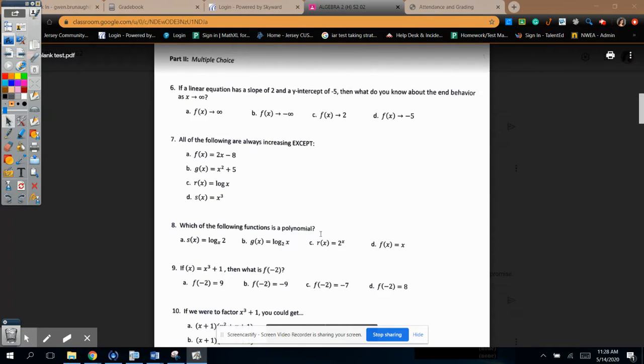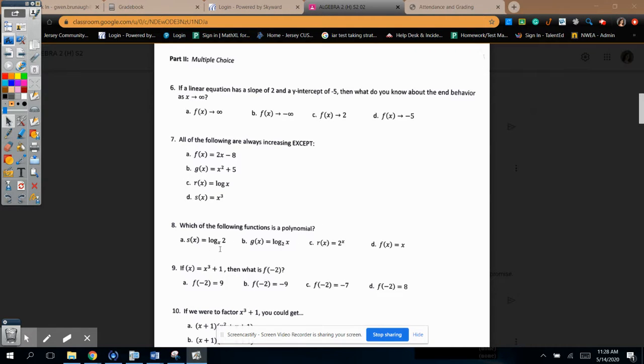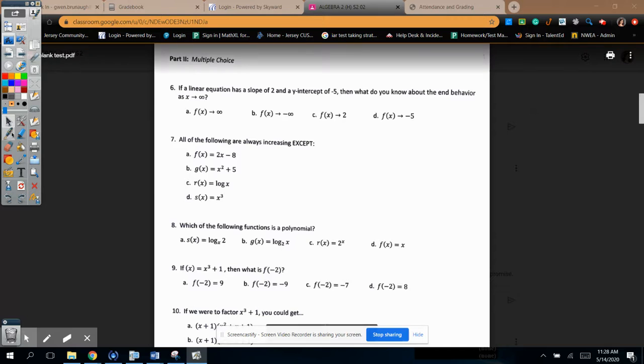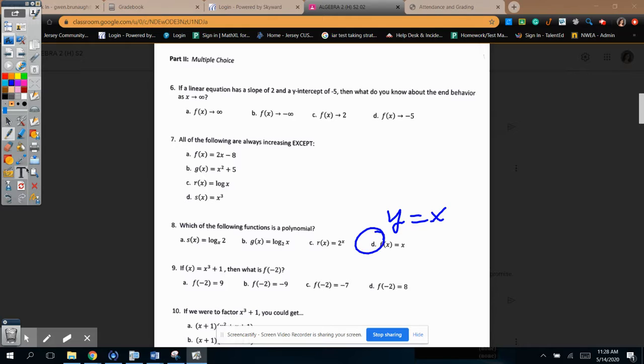Which of these is a polynomial? Logarithms are not polynomials. Exponentials are not polynomials, but lines or y equals x is a polynomial. That would be D. Question 9, all you have to do is plug -2 in very carefully because the parentheses will be very important when you plug into your calculator. -2 to the third is -8 plus 1, which is -7, which is C.